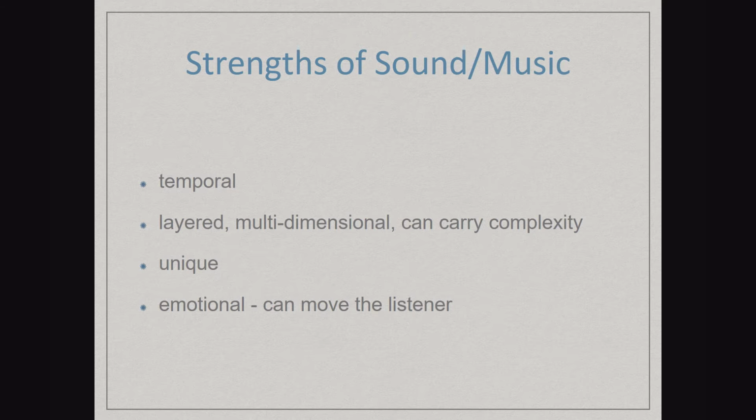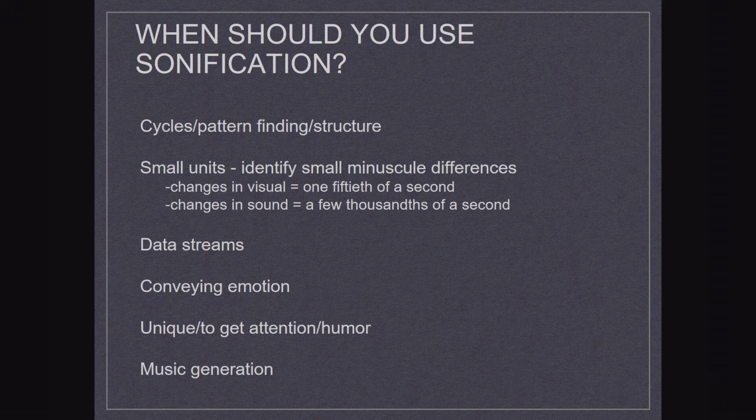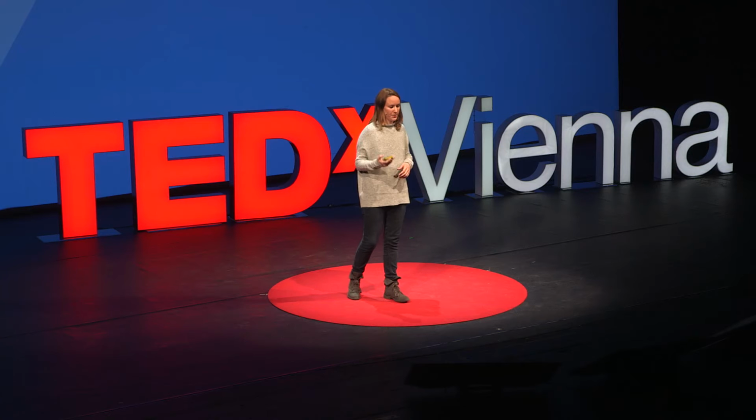So what types of data work with sonification? Anything that has patterns or structure or that's cyclical. It's good for small units. It's good for data streams, for conveying emotion, for being unique, and it's good for music generation. Which brings me to my work, generating music from text.